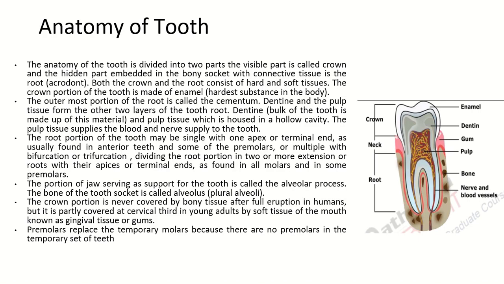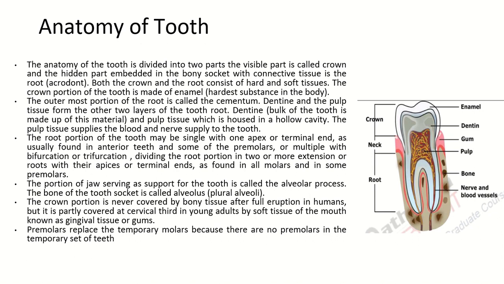Anatomy of tooth: it consists of 2 parts mainly, the crown and the root. In between there is a neck. So the crown is the visible part, and the neck and the root are the hidden parts. Root is also known as acrodont.